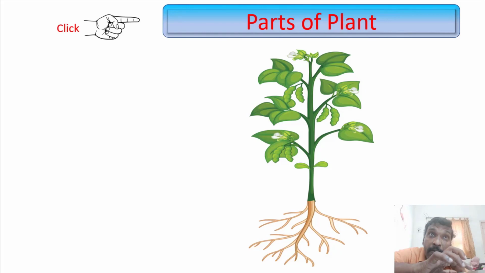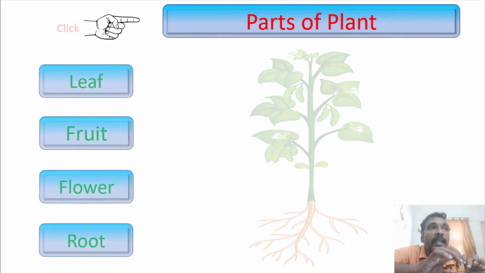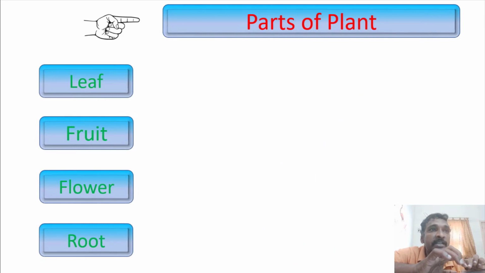If you describe anything about this particular slide, your audio and video will be recorded in this slide itself. This is the part of the plant. I am going to click on the label which shows parts of the plant. After I click on parts of the plant, the picture will.